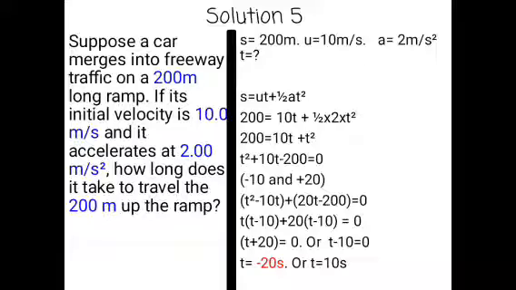And after solving, we got t plus 20 to be equal to 0, or t minus 10 is equal to 0. And obviously we got a negative value and a positive value. Time can never be negative, so the minus 20 is a red flag. So here our time is 10 seconds.